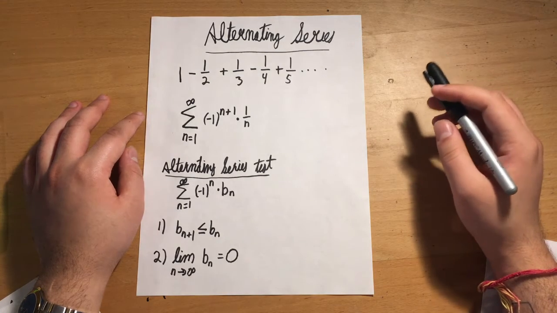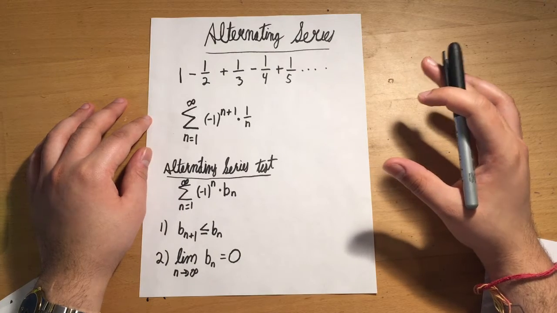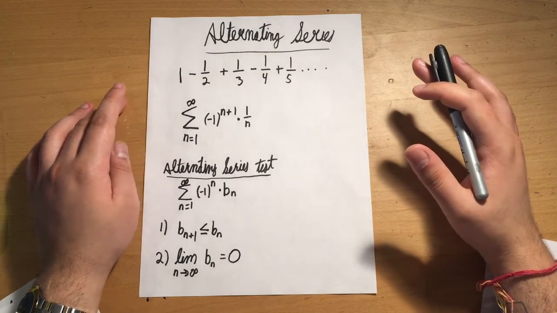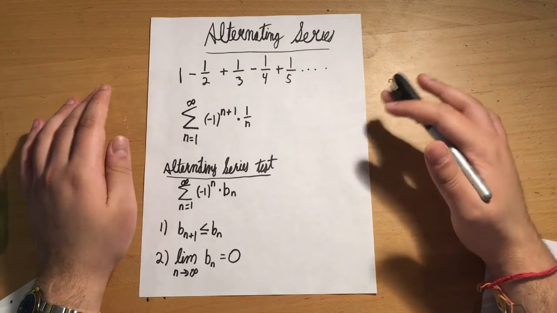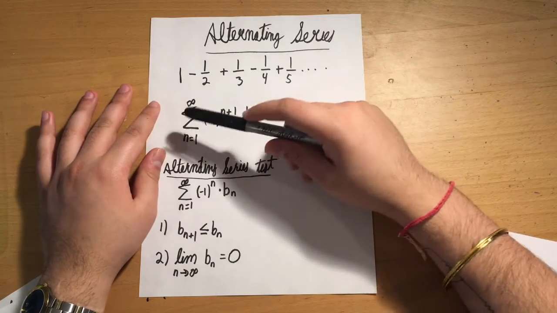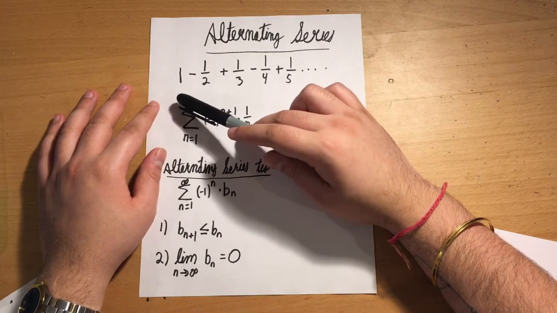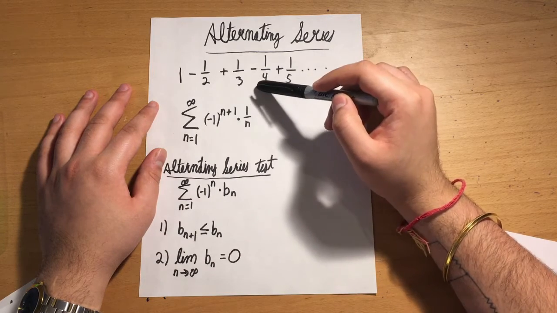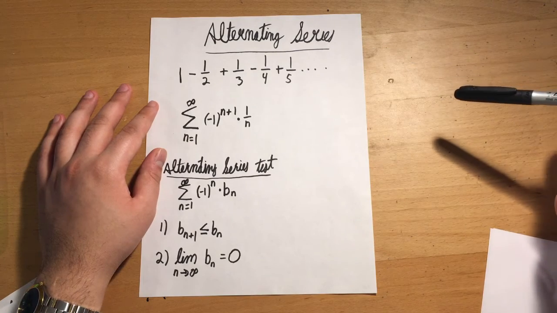In this video, we're going to look at alternating series and determine when those series are convergent and when they're divergent. Here's an example of a fairly common alternating series. This is a very common example. You'll probably see it in textbooks and any other materials you look for online: 1 minus 1/2 plus 1/3 minus 1/4 plus 1/5, and so on.